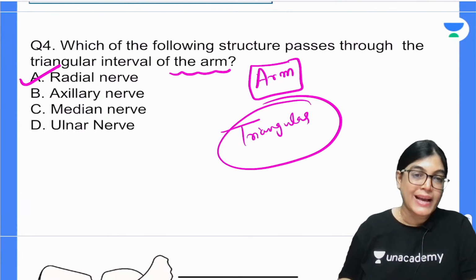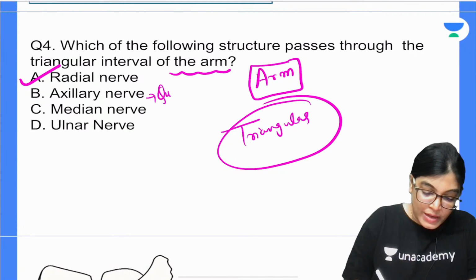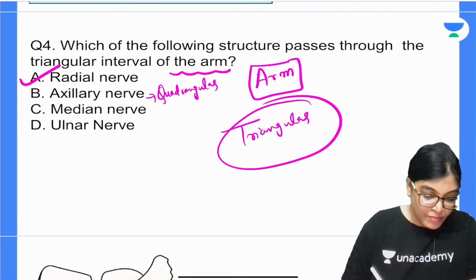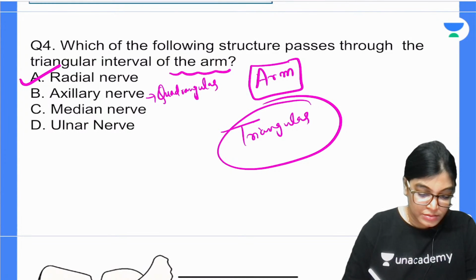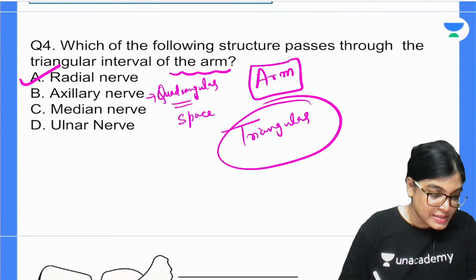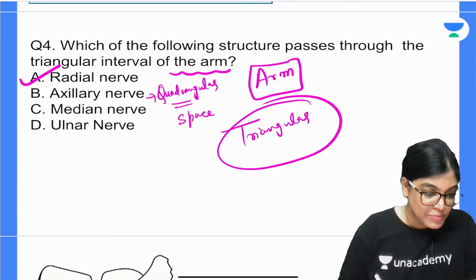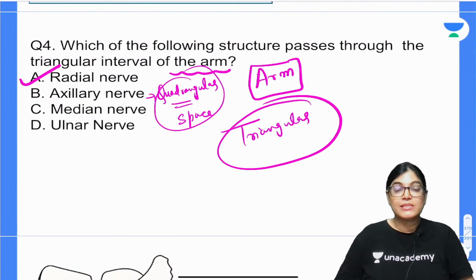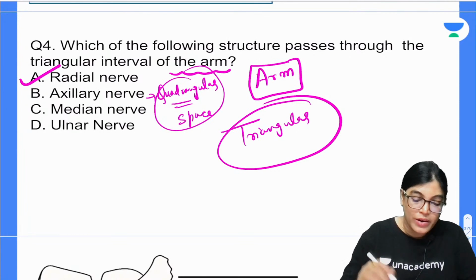When we are talking about the axillary nerve, it passes through the quadrangular interval. Please note down, the axillary nerve passes through the quadrangular space. If we are talking about the word arm, it's the triangular space, and the structure traversing it is the radial nerve, not the axillary nerve. The axillary nerve passes through the quadrangular space.